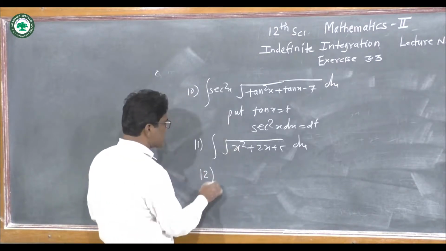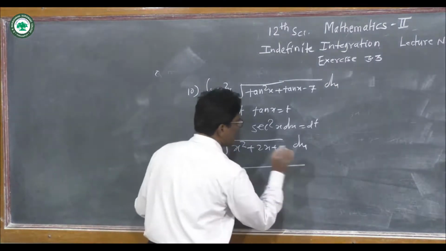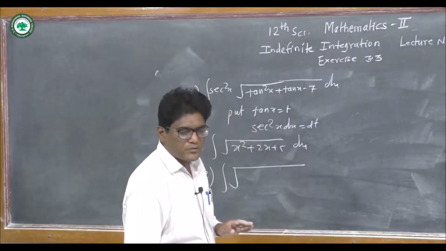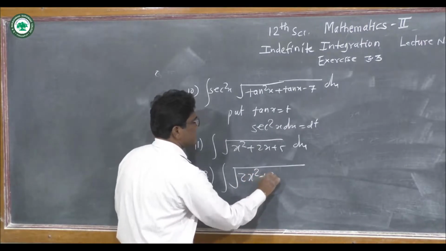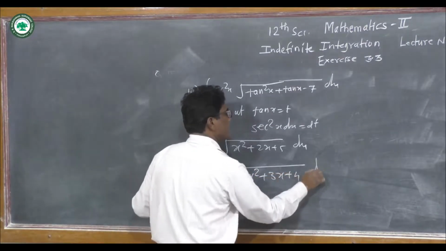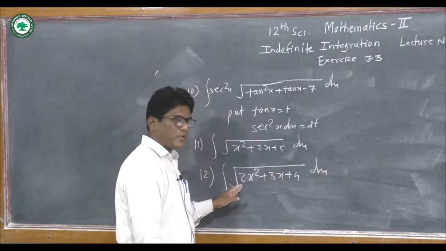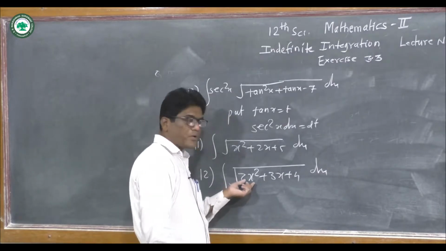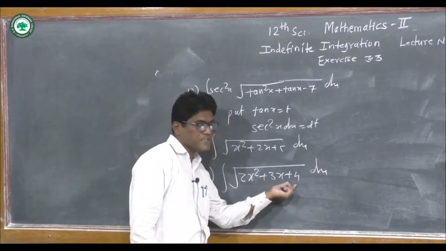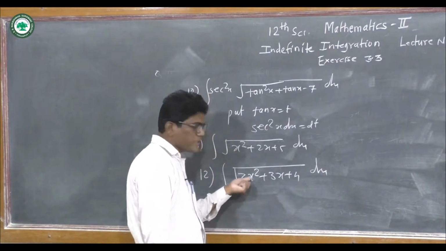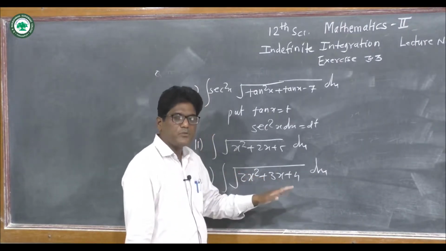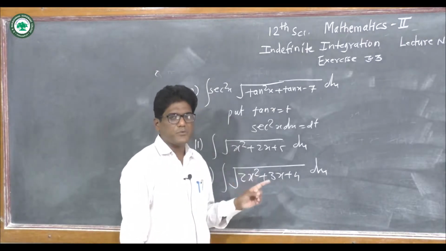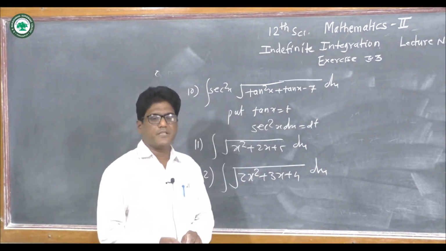And 12th also integration of under root of 2x square plus 3x plus 4 dx. Here also this problem is in the form ax square plus bx plus c. Make the coefficient of x square as 1. Firstly take 2 common, then complete the square and convert it into standard form integration of root of x square plus a square dx and solve.